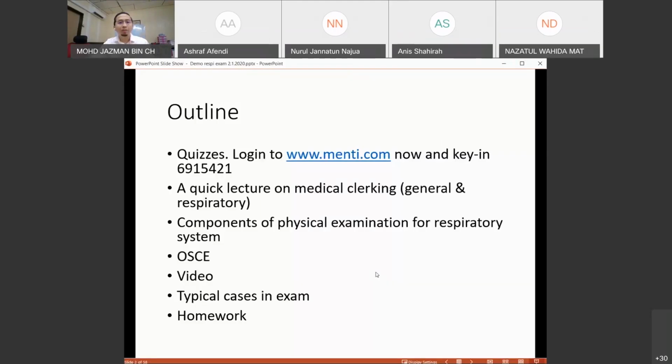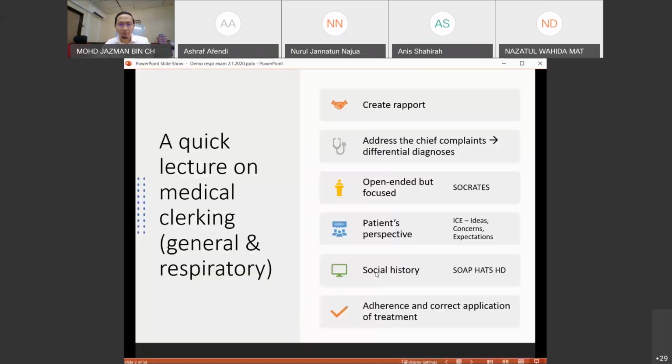Okay. First, this is the outline of our lecture today. First, just a quick lecture on medical clerking and general respiratory examination. First of all, as with any other examination or clerking, any system actually, you need to create a good rapport with the patients. So put on a smiling face, be polite, okay.